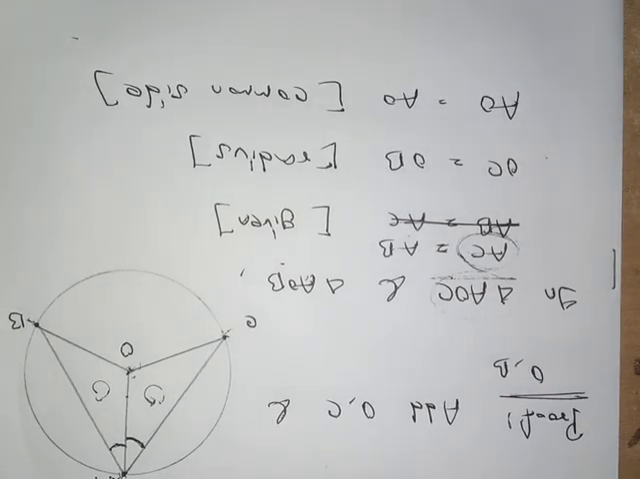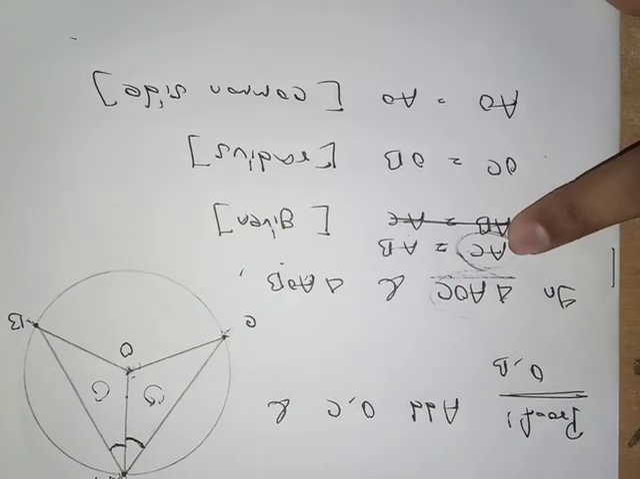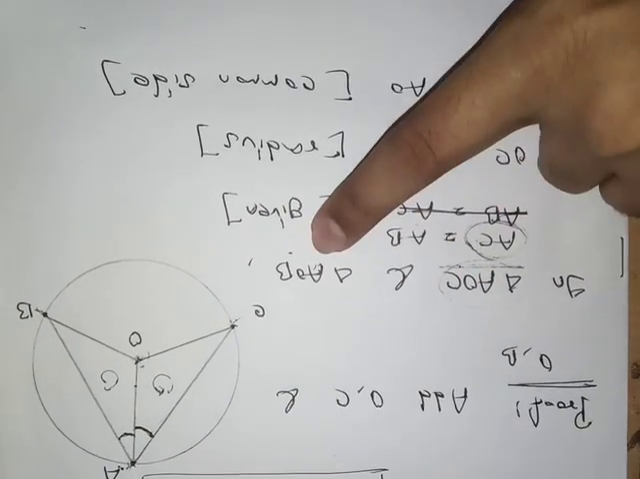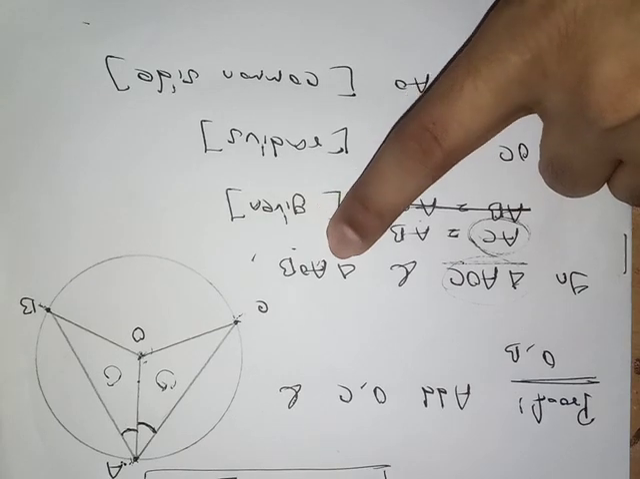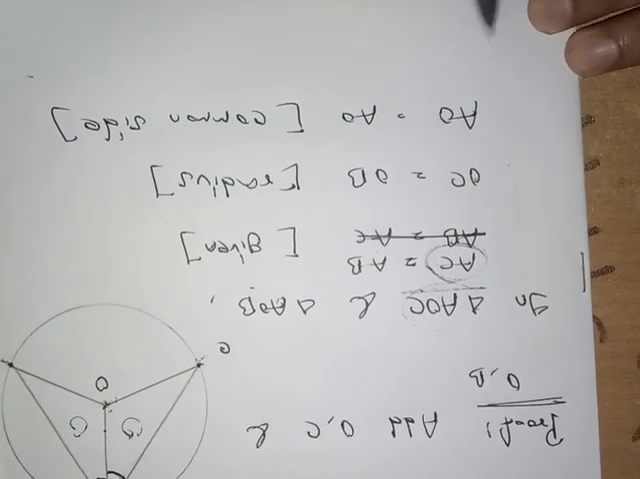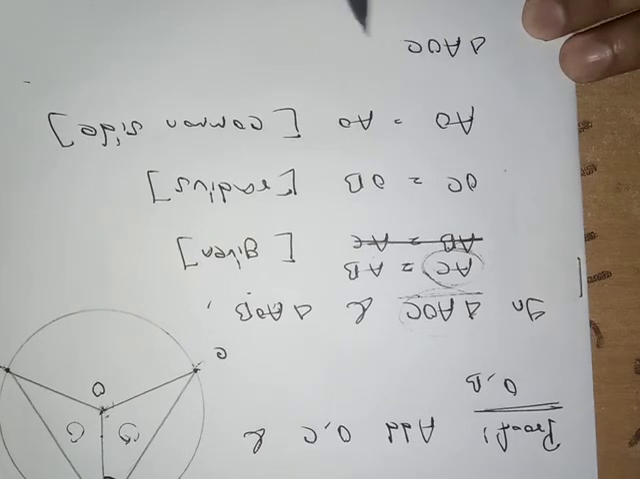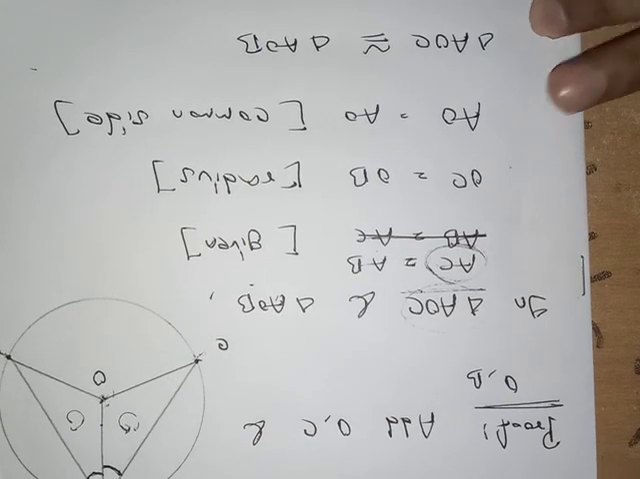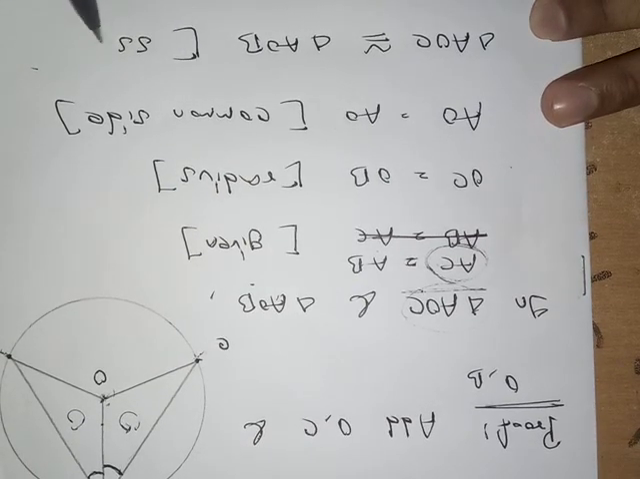So according to the SSS theorem, which you have learned from your class 7 book, SSS theorem means side side side theorem, we can say this triangle AOC is congruent to the triangle AOB. So we can say triangle AOC is congruent to triangle AOB. SSS theorem.